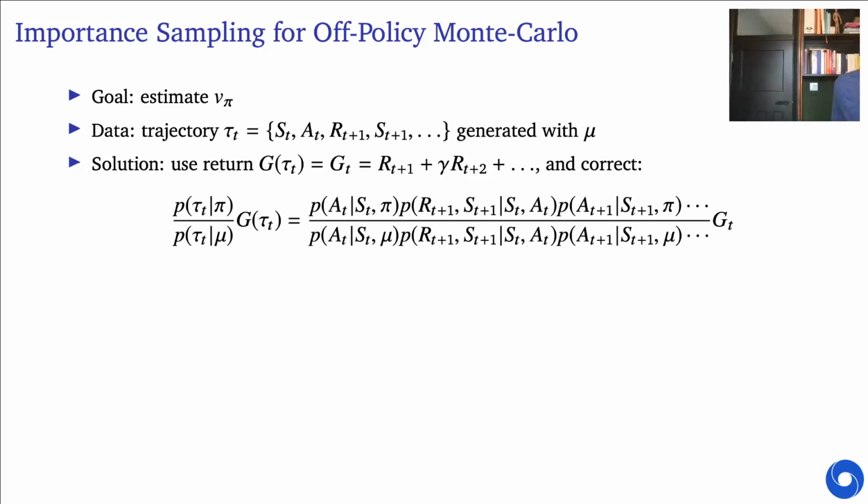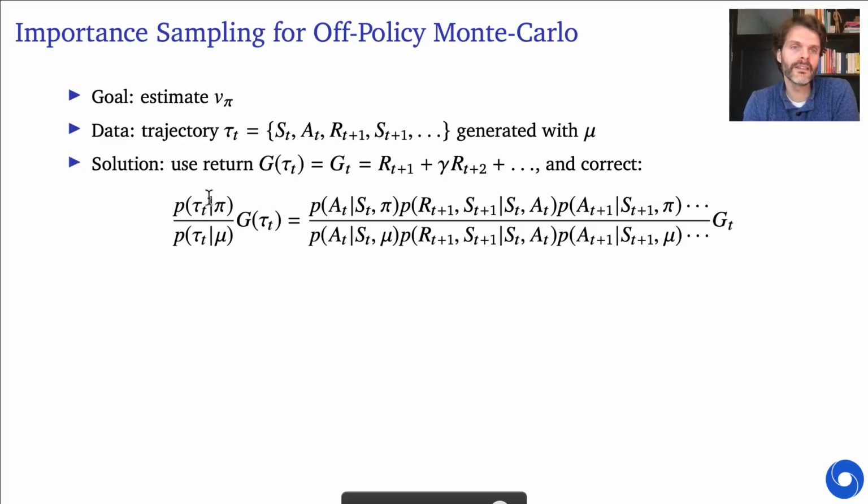For instance, pi could be our greedy policy and mu could be our behavior policy, and we want to estimate the value of the greedy policy. Now this is somewhat of an unwieldy thing, so I've started writing it out here on the slide, so feel free to look at this in a little bit of detail.